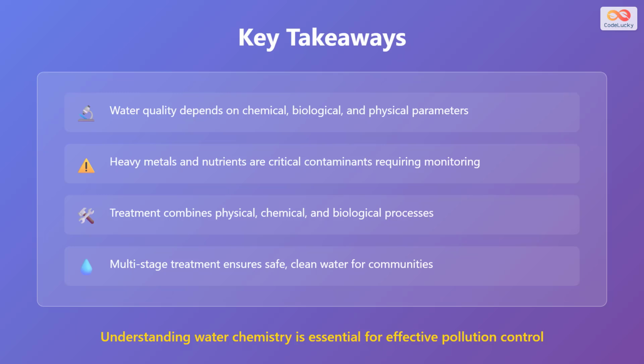Finally, multi-stage treatment systems ensure communities receive safe, clean water by systematically removing different types of contaminants through complementary processes. Understanding water chemistry is essential for developing effective pollution control strategies and protecting both human health and aquatic ecosystems. This knowledge empowers us to make informed decisions about water use, conservation, and environmental protection.